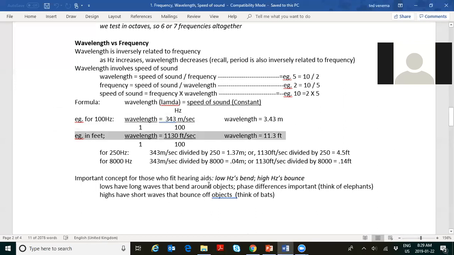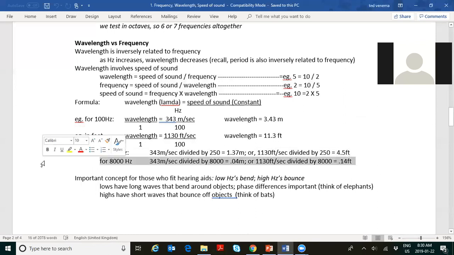In feet, let's calculate the same thing. Wavelength over 1 is equal to 1,130 divided by 100. And you do that, and you end up with 11.3 feet. So same thing, 11.3 feet is the same thing as 3.43 meters. One's in metric, one's not. Here, 250 hertz. 340 divided by 250 equals 1.37 meters. Or 1,130 feet divided by 250 equals about 4.5 feet.